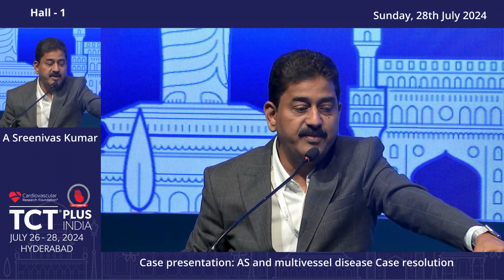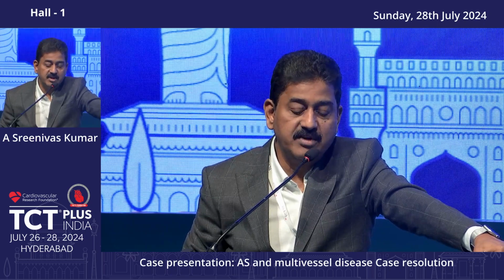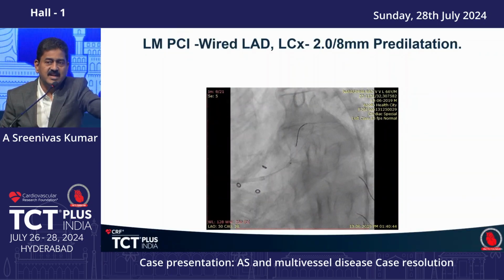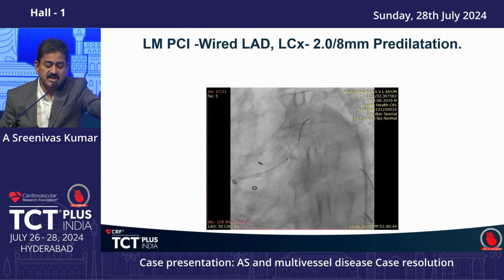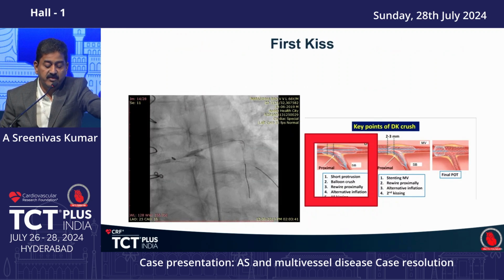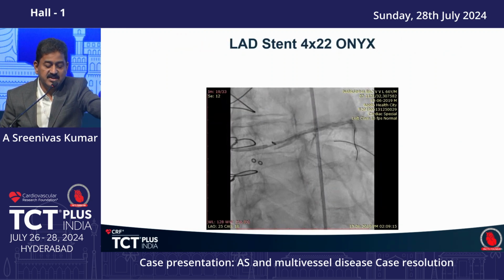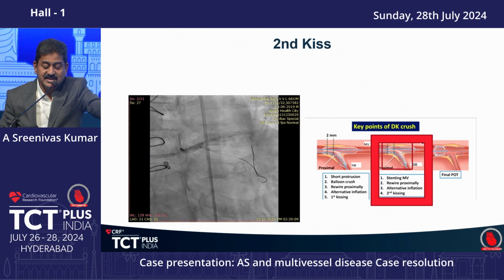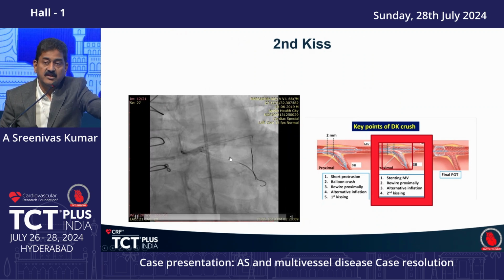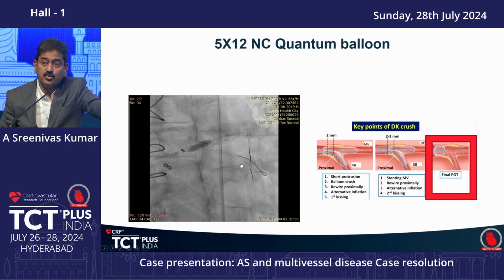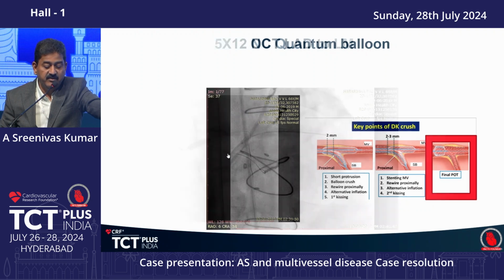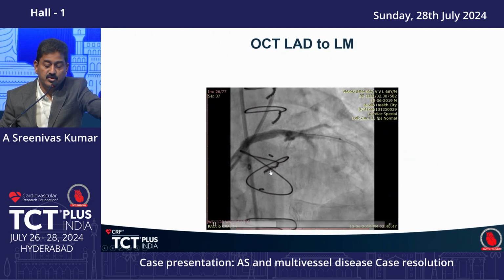So see this ischemia. Because of his request, and this is a critical left main with ischemia as the presentation, you have to tackle coronary artery disease first. These are the serial steps, out of the purview of discussion. We wired both and then did first kiss. This is the DK crush technique which we did. Because the LCX ostium was also diseased, it is important to cover that and do a two-stent technique. And then finally we did a final kiss and did OCT.